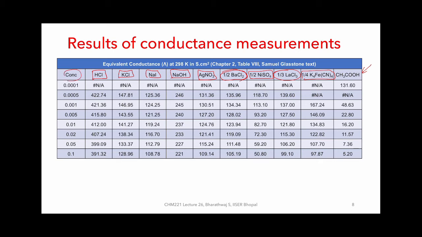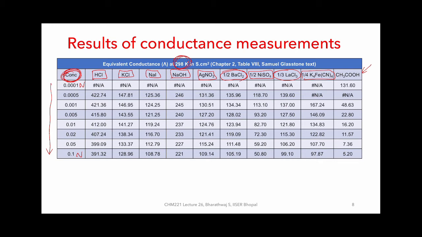And what people have done here is, as a function of concentration, as shown here, going from 0.0001 normal to 0.1 normal. Of course, I'm not giving the units here. Basically, it's normality as we have explained earlier. One ends up measuring the equivalent conductance as a function of these concentrations at a given temperature. We will see the effect of temperature in a moment.